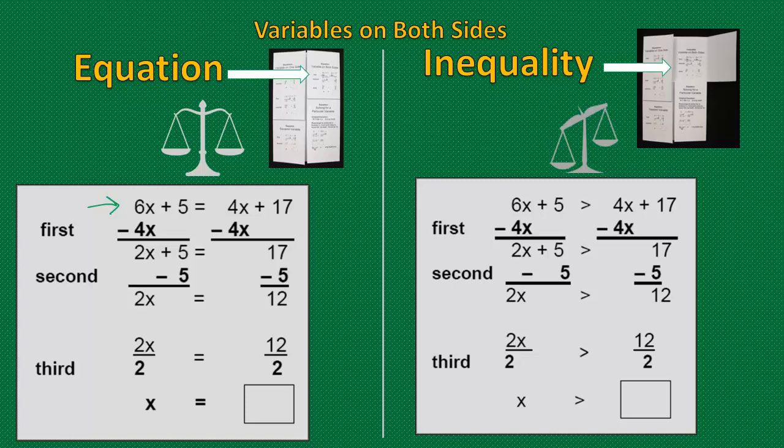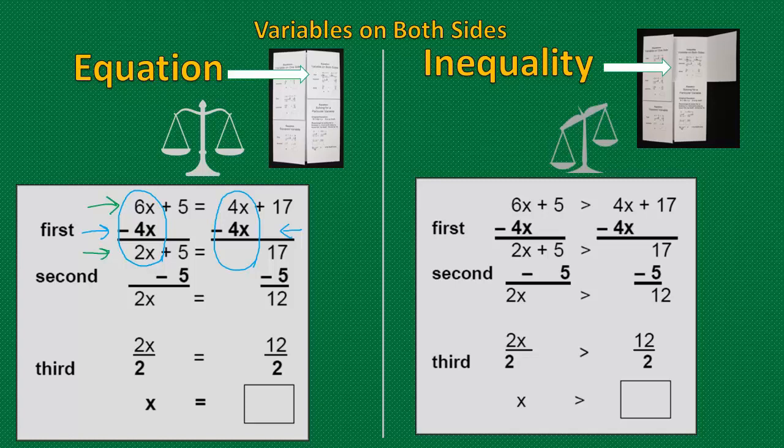The best thing to do is to get rid of the 4x so we don't have to deal with any negative numbers. So we'll subtract 4x here on the right, and it will leave us with nothing. And then when we subtract 4x on the left, we are left with 2x. That brings us back to 2x plus 5 equals 17. Does that look familiar? I hope so. We just did that problem a little while ago.